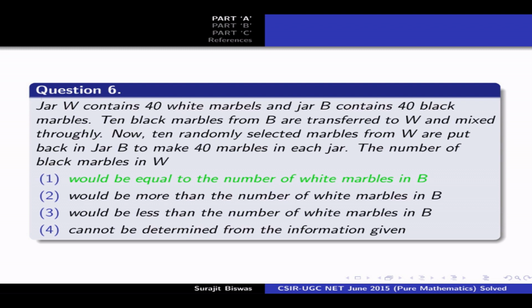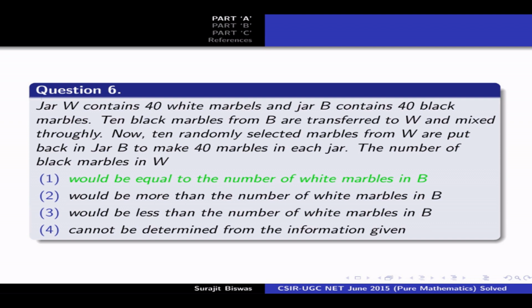Okay, next problem. Jar W, which stands for white, contains 40 white marbles, and jar B, which stands for black, contains 40 black marbles. 10 black marbles from B are transferred to W and mixed thoroughly. Now 10 randomly selected marbles from W are put back in jar B to make 40 marbles in each jar. The number of black marbles in W.